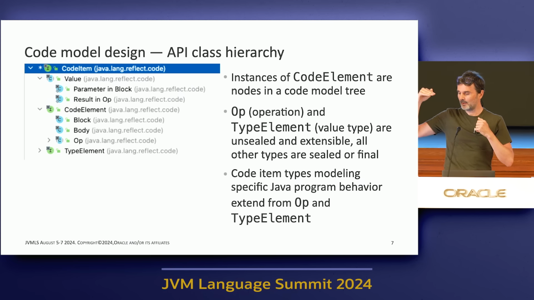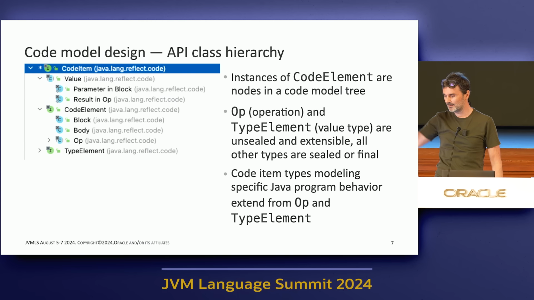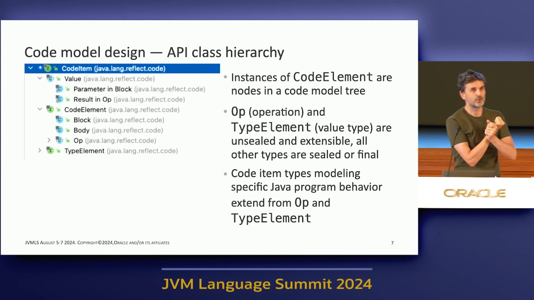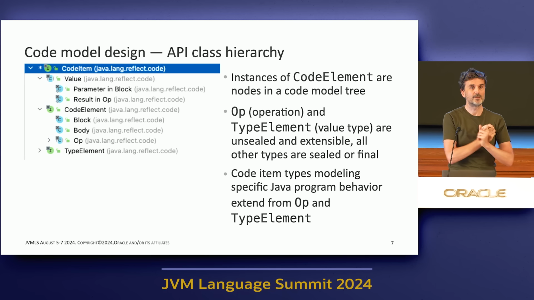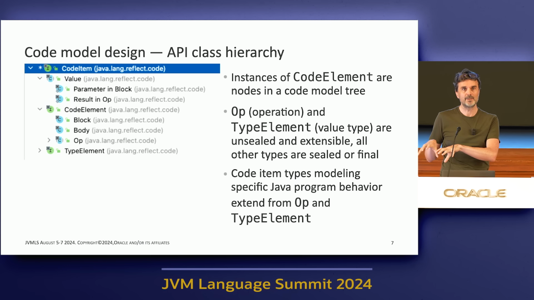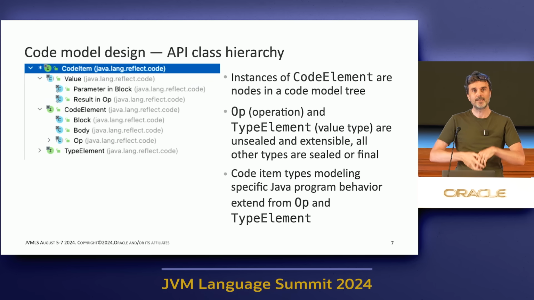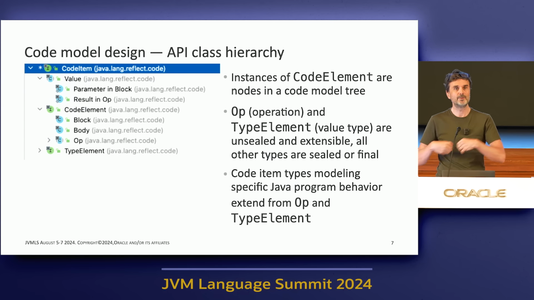So we have a hierarchy here. At the top is a code item, and there are 9 classes all related here. When we talk about the tree here, they're instances of code elements. A code element is a block, body, or an operation in the tree. That's it. Op and type element are unsealed. So this is where we can extend from type element and op, and this is where we add behavior to code models. This is just the meta form, if you like, and it doesn't do anything except provide these structures I said before. The way we provide behavior is to extend from these, and that's how we start to model Java program behavior, by extending from operation and type element to introduce specific behaviors for Java language constructs and their types.